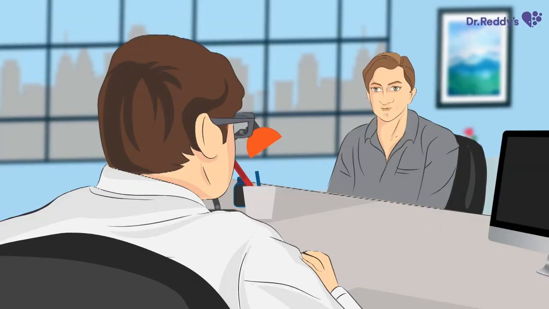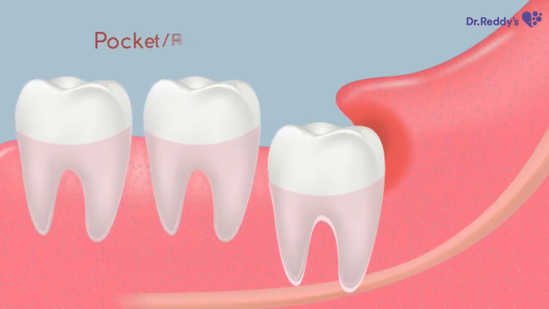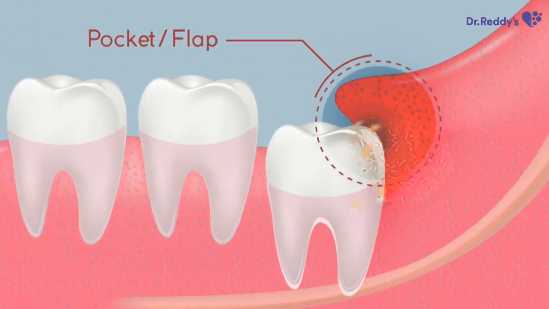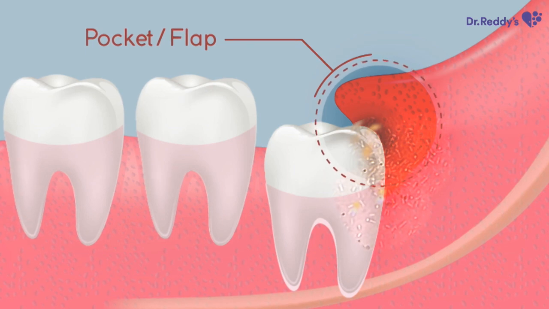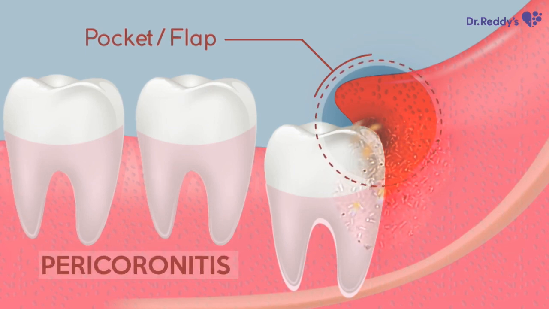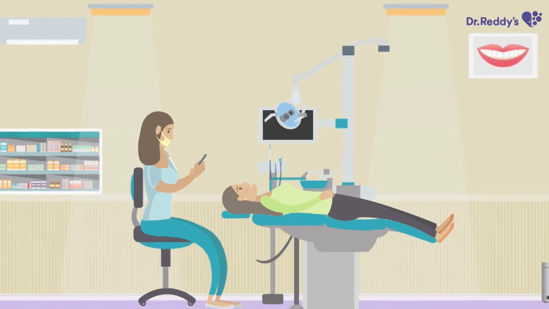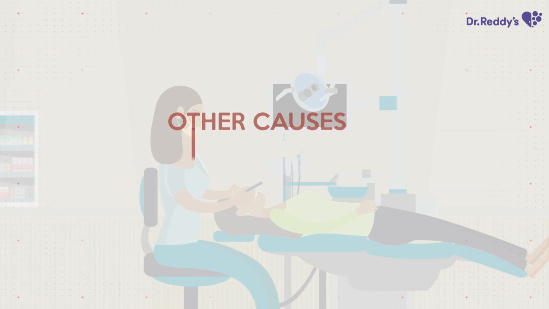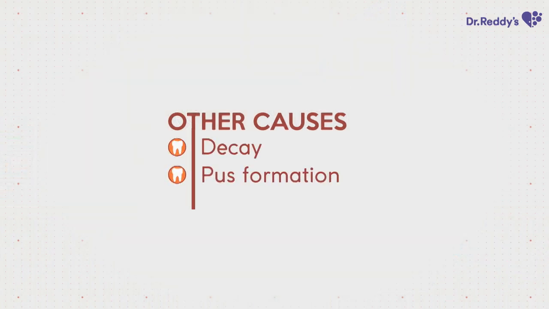Why do they need to be removed? An impacted tooth can cause a number of problems. The tooth is best removed. In your case, the gums around the tooth have created a pocket or flap that traps food, debris and germs, causing infection and pain. This is called pericoronitis. It is the most common cause of impacted tooth or wisdom tooth removal. The longer we wait, the higher the chances of severe infection. Other causes include decay, pus formation, or abnormal growths.